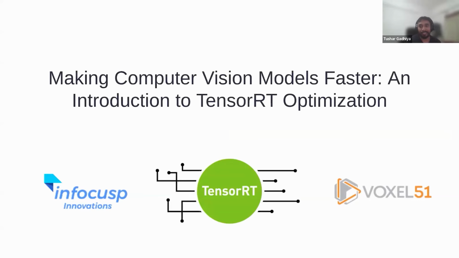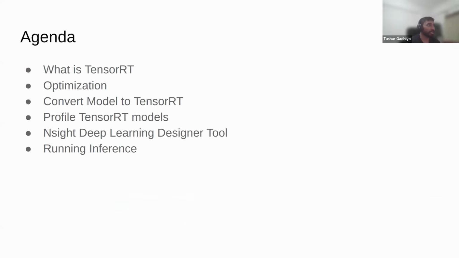I work as a technical lead at Infocusp Innovation, where I mainly work on a lot of computer vision problems, a lot of NLP problems, and in general any MLDS problems. Today I will be talking about an introduction to TensorRT optimization for computer vision models.